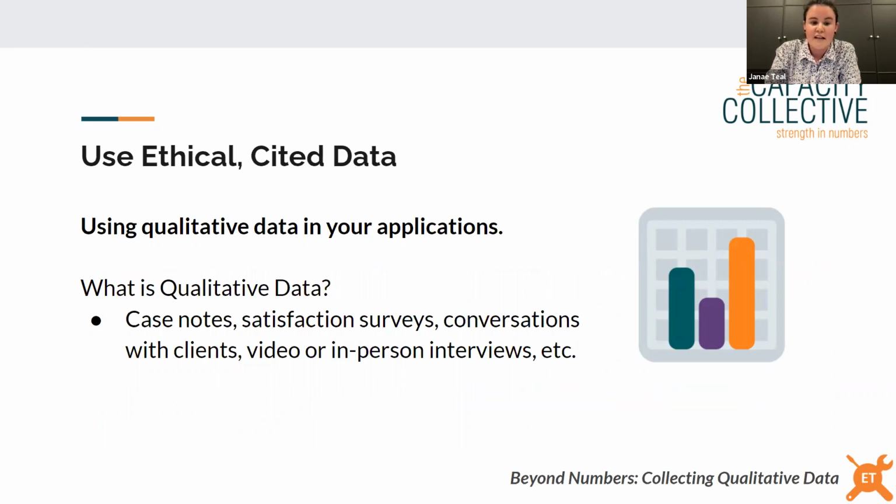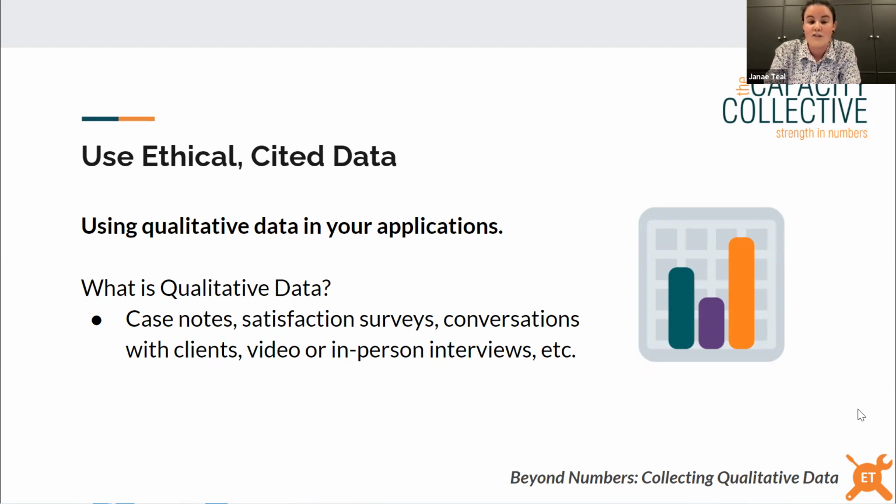And using ethical and cited data goes beyond using academic or borrowed data. It also includes other forms of qualitative data that your organization is probably already collecting. Most of you have said, "I don't think that we're actually collecting qualitative data," and nearly all of you are. And qualitative data comes in many different forms. So it comes in the form of case notes, satisfaction surveys, conversations with clients, video or in-person interviews. Anytime you're interacting with a client, truly you're collecting data.